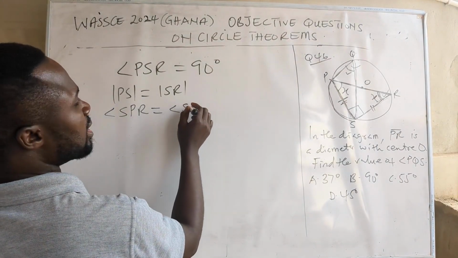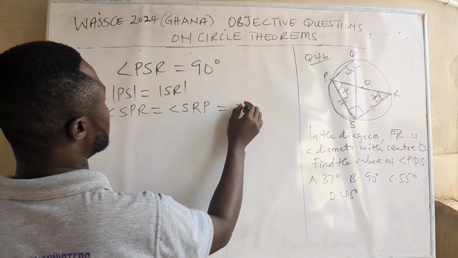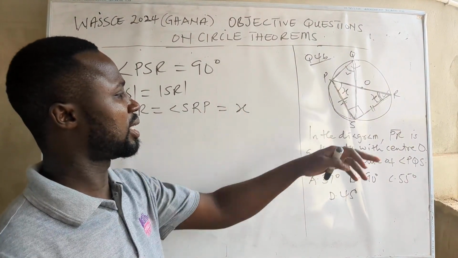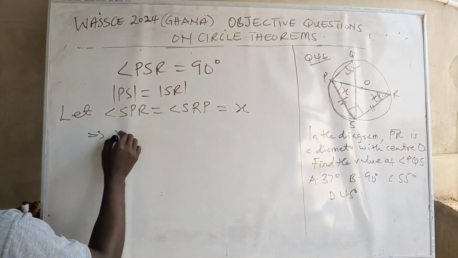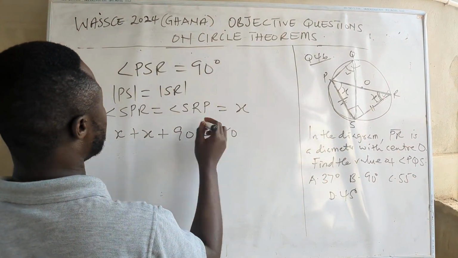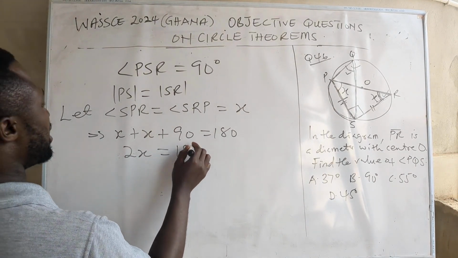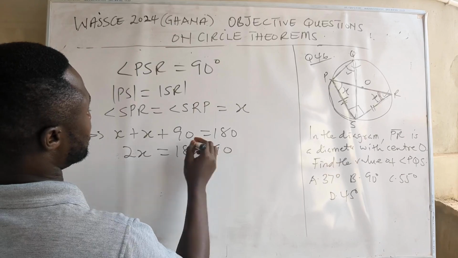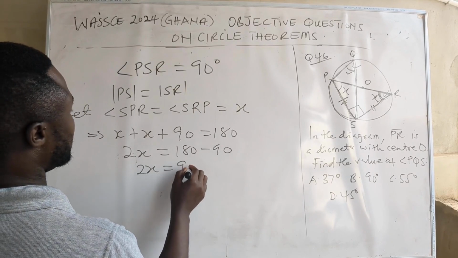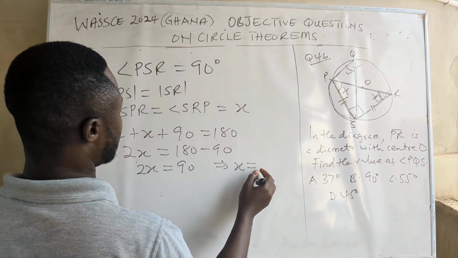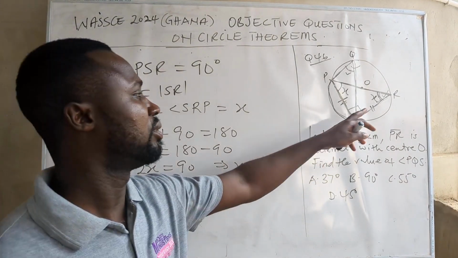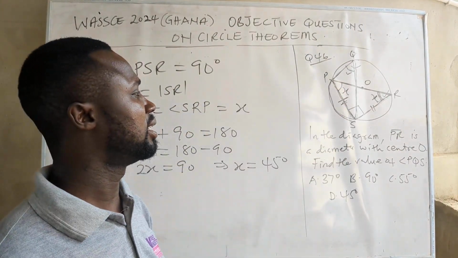Angle SRP, which is, let's say, X. So let the two angles which are the same be equal to X. Then it means that X plus X plus the 90 here is going to give you 180, and 2X is going to be 180 minus 90, so my 2X is going to give me 90, and what will be my X? 90 over 2 is going to give me 45 degrees. Therefore, the angle here is 45 and the angle here is 45.